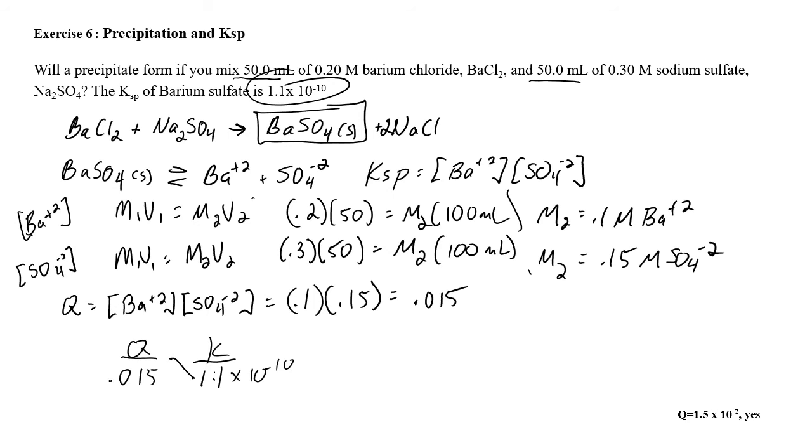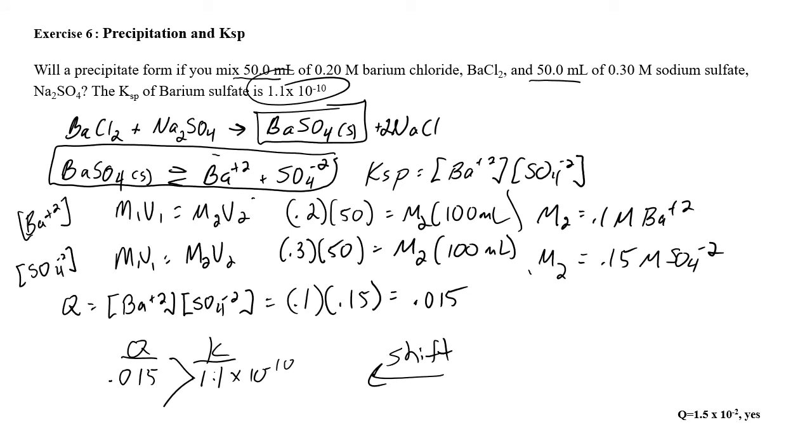We can see that Q is much larger than K. The equilibrium will shift. This is the equilibrium we're looking at here. It's going to shift to the left, to the production of the solid. That means a precipitate will form.